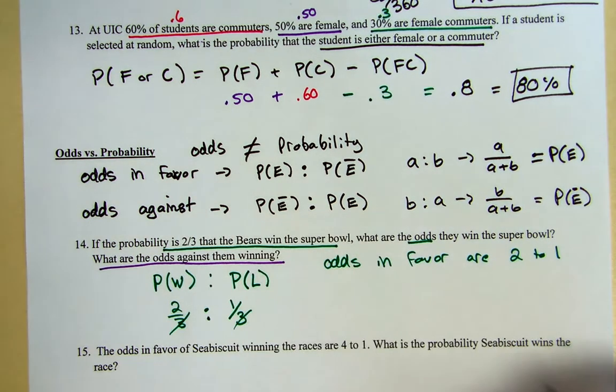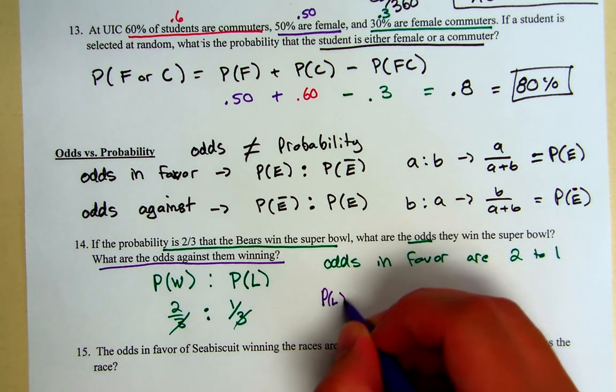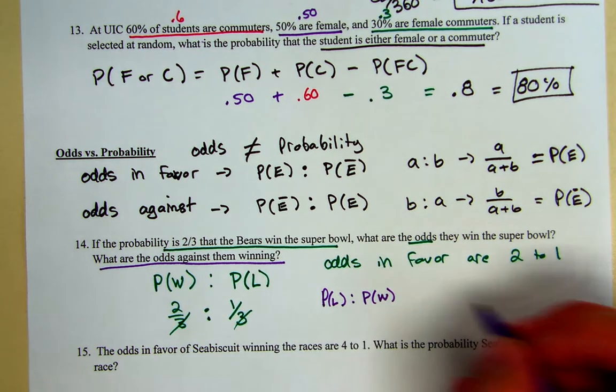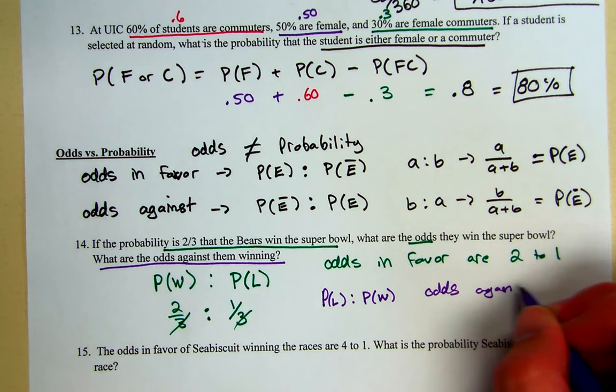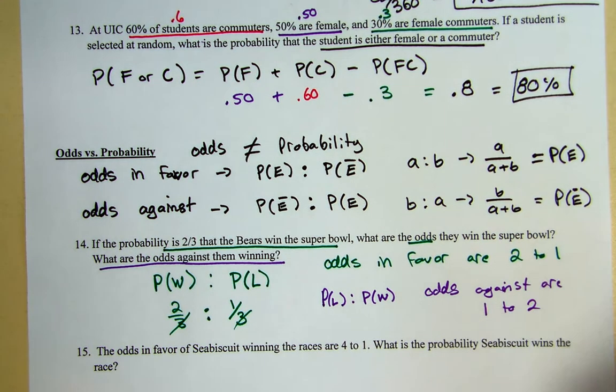What are the odds against? Again, that would be the opposite. That would be the probability of losing to the probability of winning, or just the reverse. So the odds against are 1 to 2.